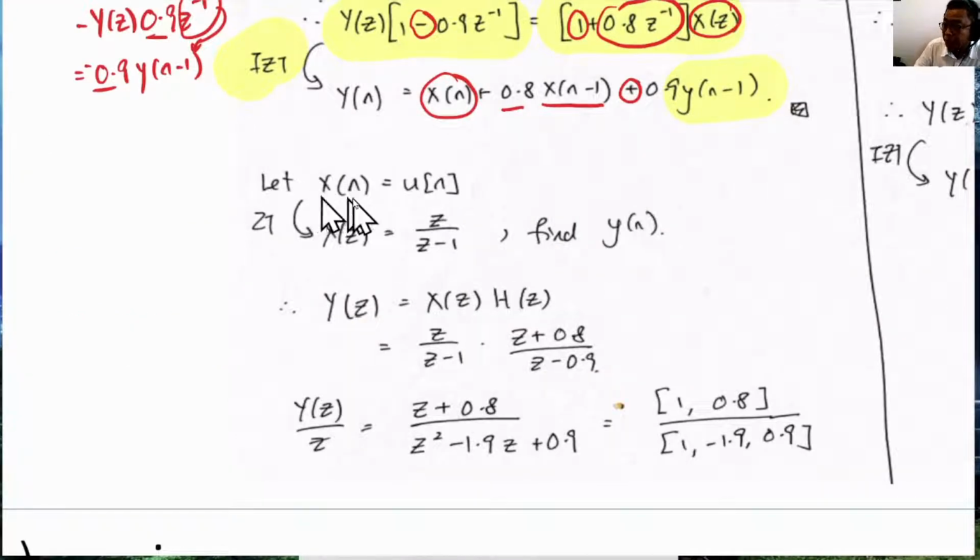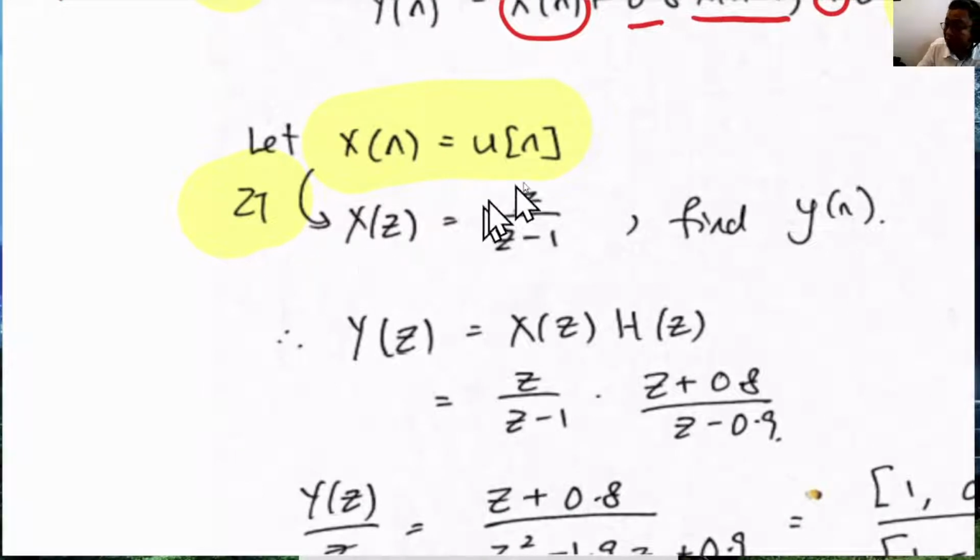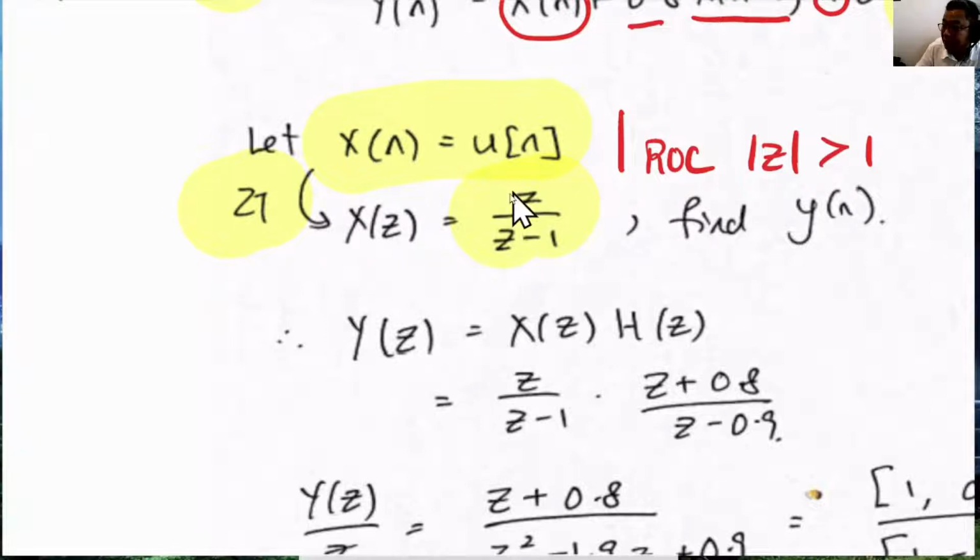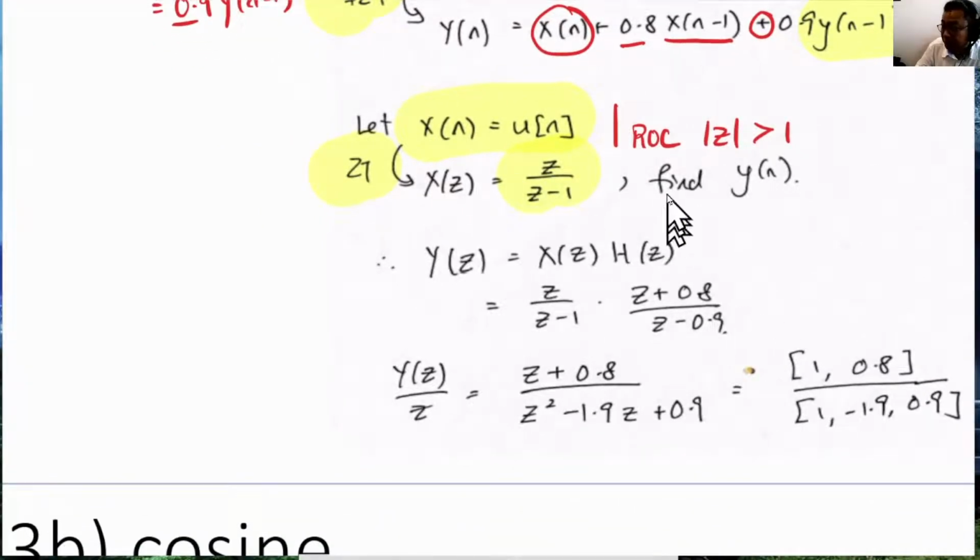Let's find the output y[n] given x[n] equals a unit step. So this is using the Z-transform to find Y(z). By lookup table, the Z-transform of the unit step is this. If you really want to have all the details, you need to say the ROC is absolute value of z greater than 1, the reason being that this is a causal signal. If we are sloppy, we will not write that, but you should write this all the time.